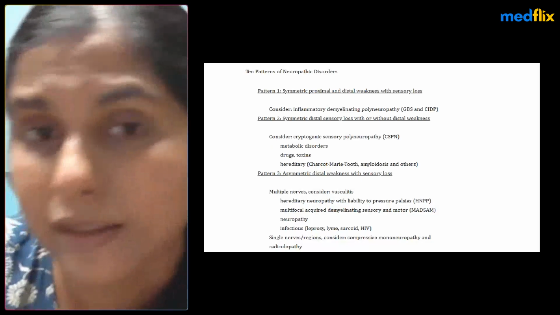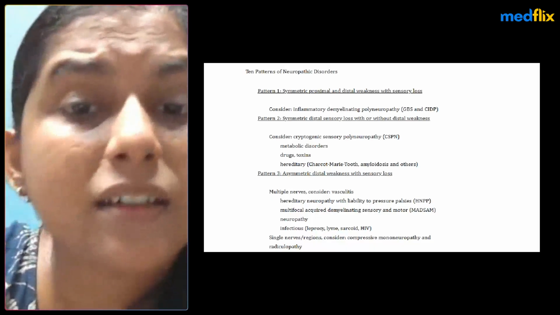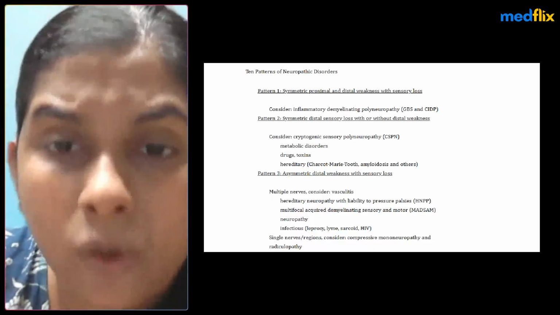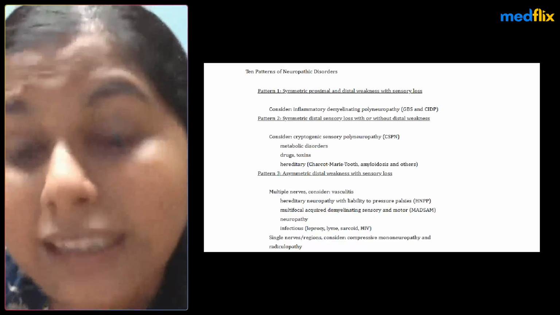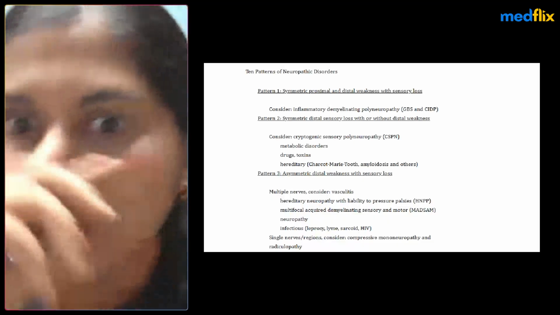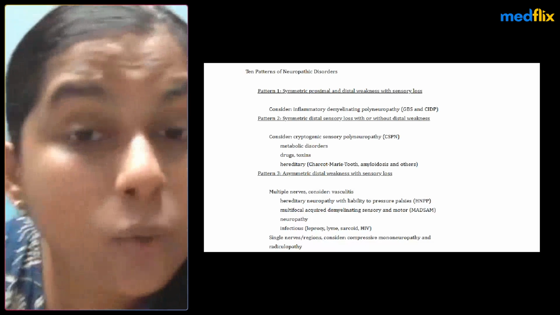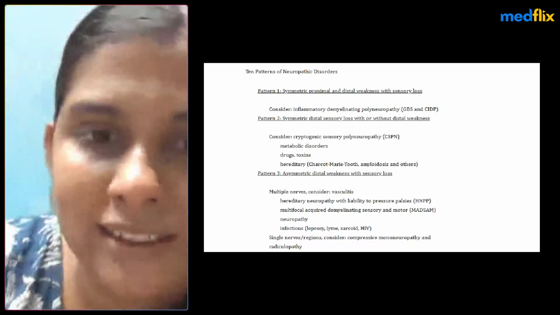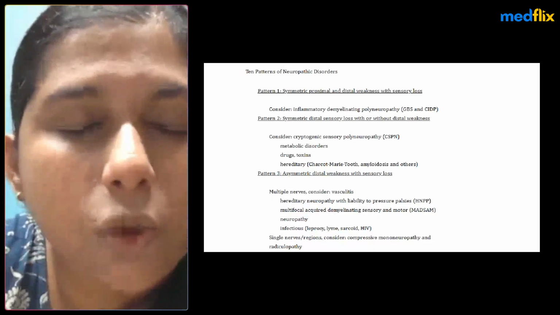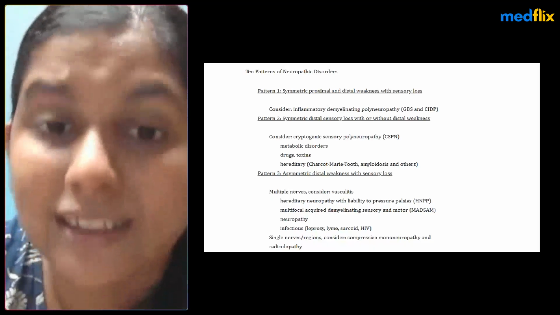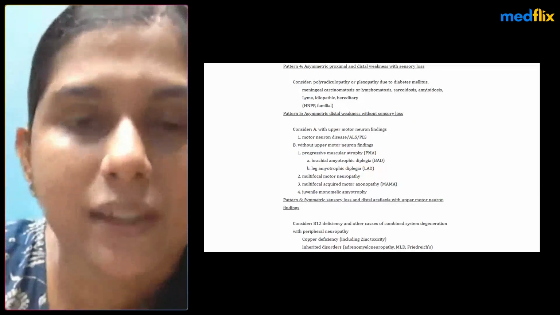My apologies, this is the most common one. So here it is either cryptogenic, metabolic that we discussed, drug toxins, CMT type 1. Then we have pattern 3, which is asymmetrical distal weakness with sensory loss. And here the most common thing that we have to consider and rule out is, of course, always vasculitis. HNPP, MADSAM variant or Lewis-Sumner variant of CIDP should also be considered here. That is asymmetrical distal weakness with sensory loss.